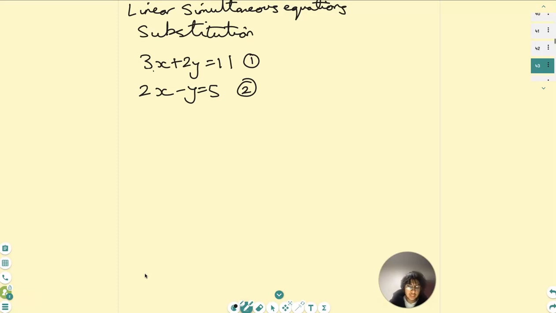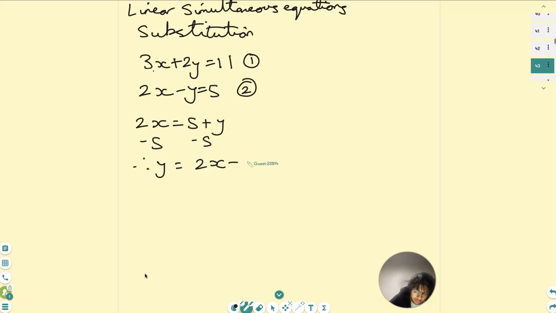So for example, let's say we want to rearrange equation 2 to make y the subject. We take 2x minus y equals 5 and add y to both sides. So 2x is equal to 5 plus y. Then we can minus 5 from both sides, so y is equal to 2x minus 5. We'll call this equation number 3. This is a separate equation.